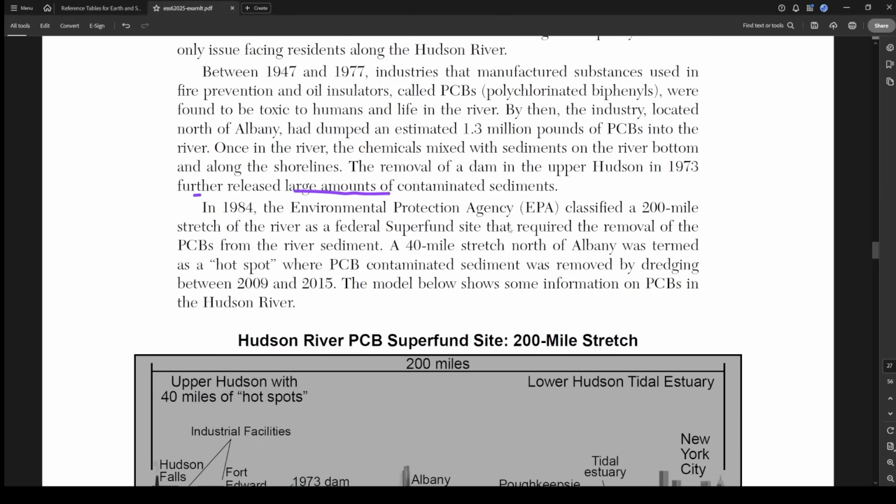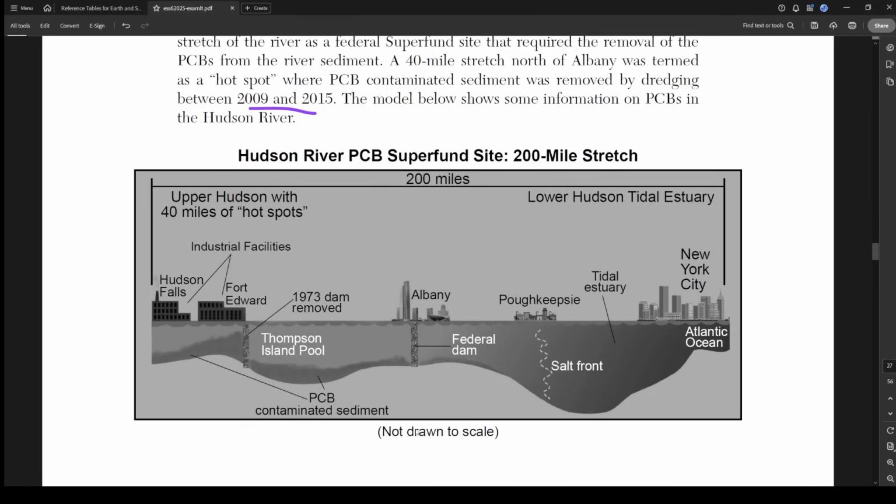In 1984, the EPA classified a 200-mile stretch of the river as a federal Superfund site that required the removal of PCBs from the river sediment. A 40-mile stretch north of Albany was termed as a hotspot where PCB-contaminated sediment was removed by dredging. That's just like scraping the bottom of the ocean, pretty much, or the river, to get this stuff out. Between this, the model shows some information on PCBs.